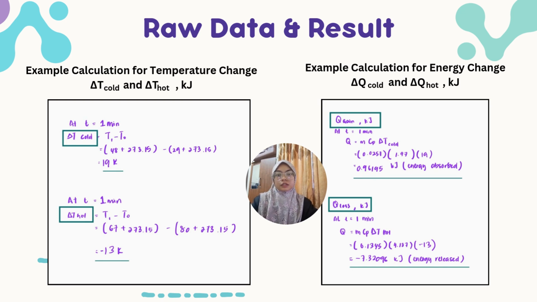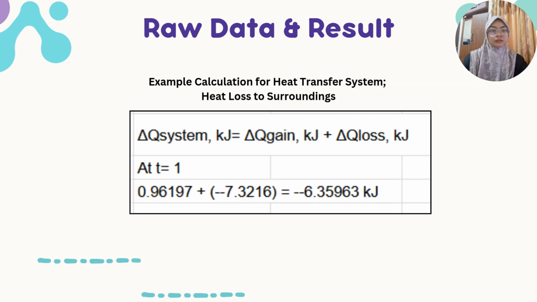And another example, calculation for energy change. We need to find the delta Q cold and also delta Q hot by using the formula Q equals to MCP delta T. So respectively, Q gain we use the delta T cold and Q loss we use the delta T hot. So we get for the Q gain 0.96195 kJ and also Q loss negative 7.32096 kJ. Next is the example calculation for the heat transfer system.